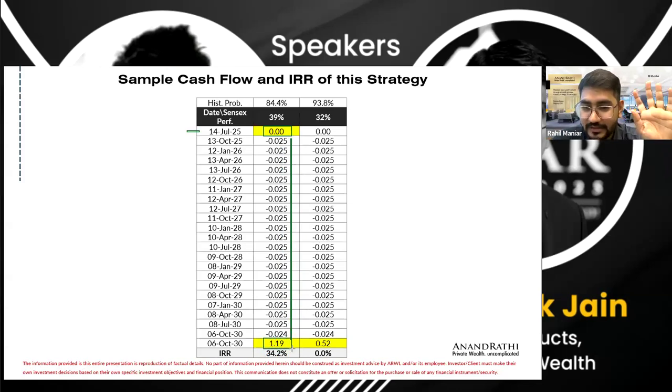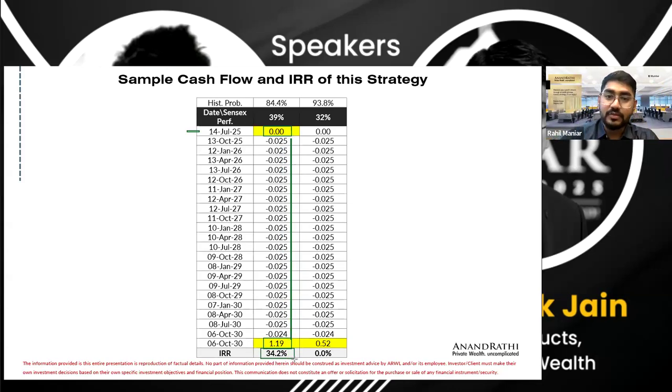At the end of the 5th year, the profit that you ended up making from the structure was 1.19 crores. It's like a simple, pardon my language, banya hisab. What is going out, what is coming in. And then I compute the IRR of this particular cash flow. The X-IRR comes out to 34.2%. That's the standalone IRR of the leverage strategy.